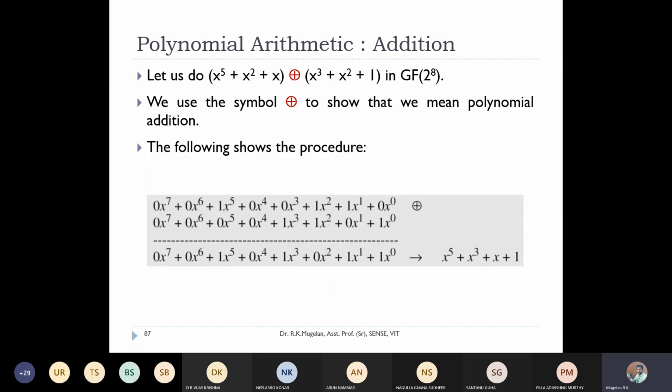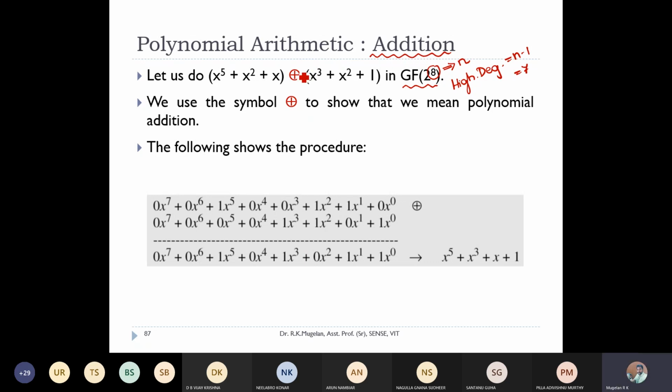We'll see an example here. Here they're asking you to multiply these two polynomials, x power 5 plus x squared plus x cubed plus x squared plus 1, under Galois field of 2 power 8. So here the value of n is 8. So the highest degree will be n minus 1, so it should be 7. The first step, here it is going to be addition, right? Here I'm going to add.